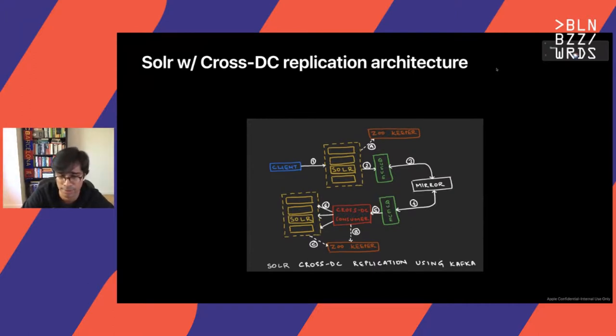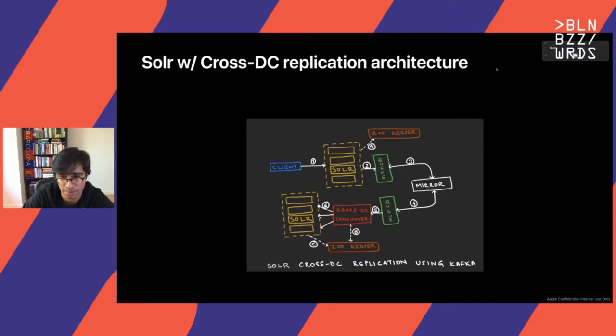We built a cross-DC replication using proprietary queues, but also Kafka. And when a request from the client comes in, it comes into the primary, or whatever is the targeted Solr DC. That has its own local ZooKeeper, and it has its own local queue. So if you look at the closely coupled orange, yellow, and green boxes, they're together in one data center.